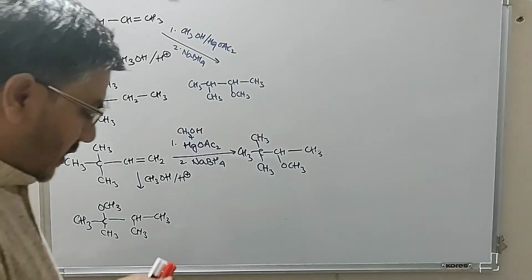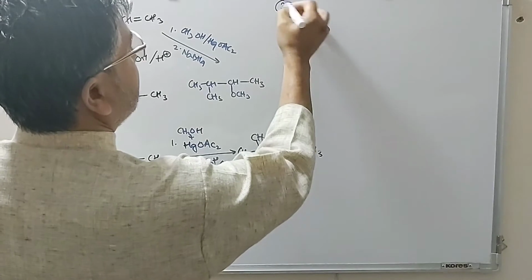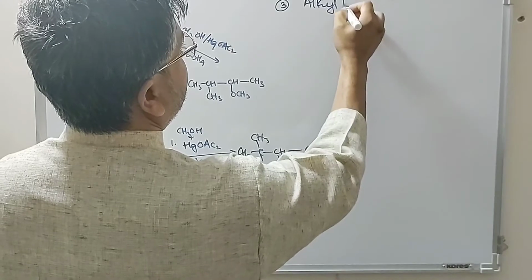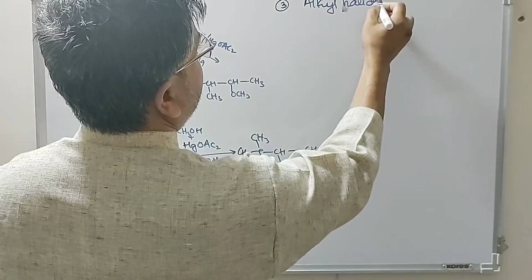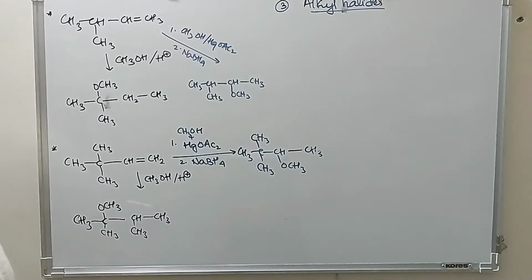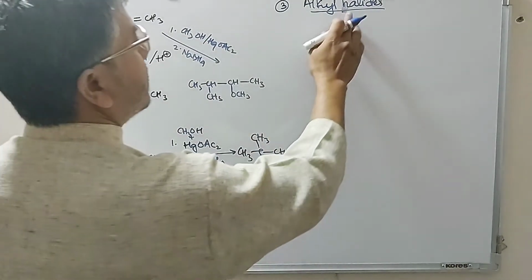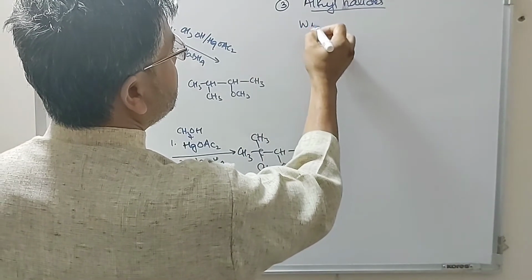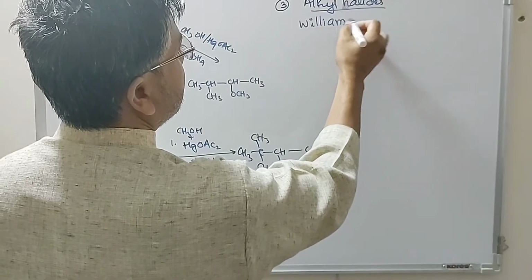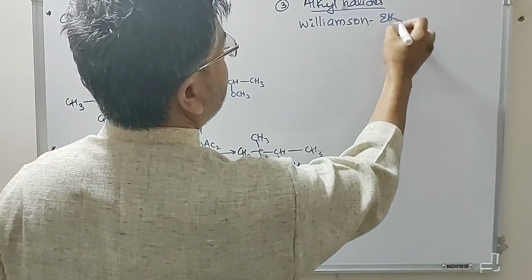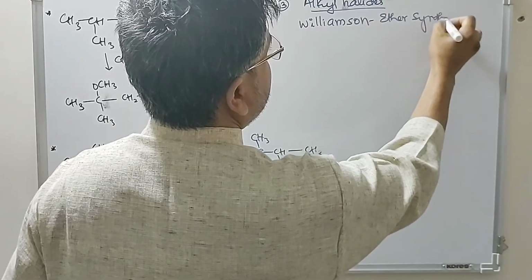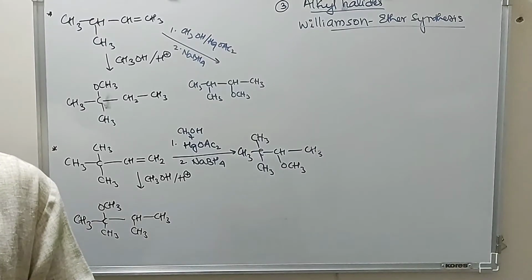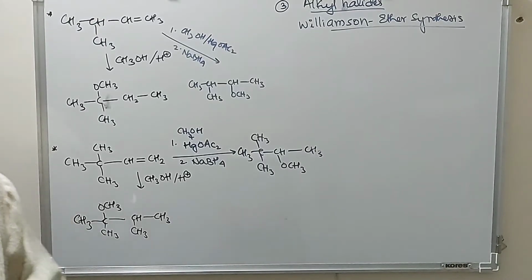Next, from alkyl halides. Now this reaction is a very well known reaction known as Williamson ether synthesis. In this reaction we use a combination of alkoxide ion and alkyl halide.